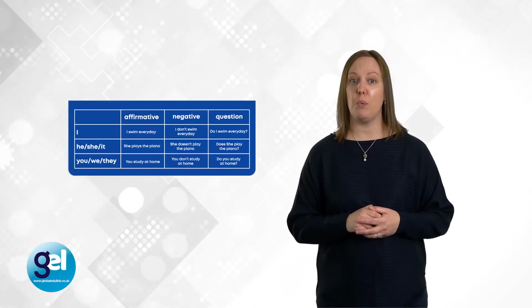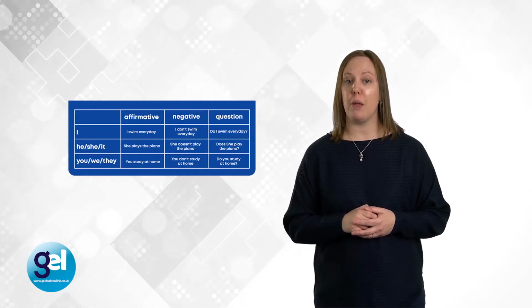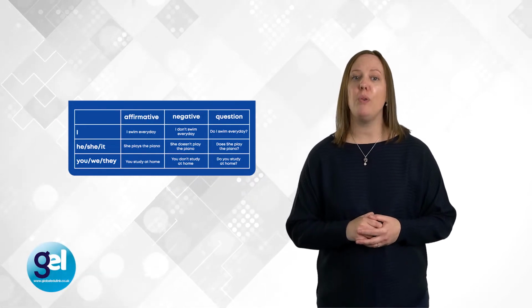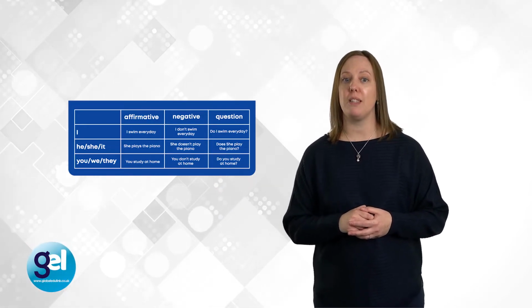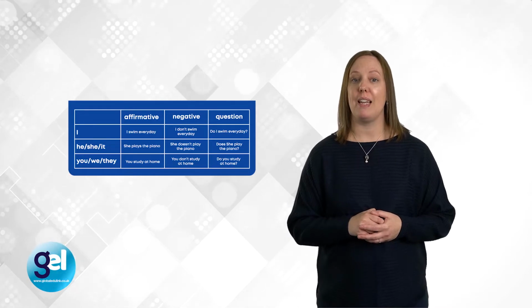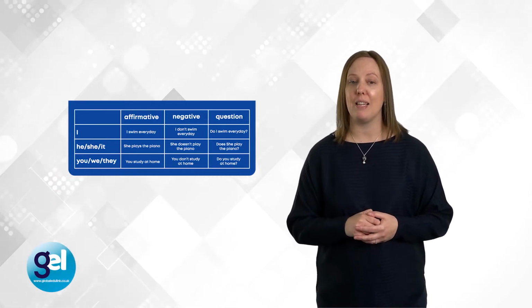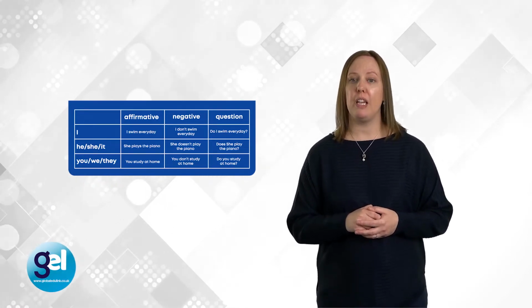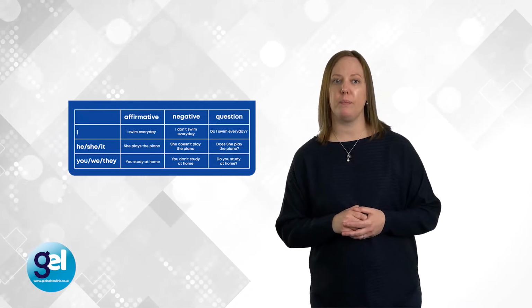So the form, how do we form the present simple tense? So we have the verb and we need to conjugate it accordingly. So for example, I work, she works, you work, they work. It only changes in the third person singular. And it's that third person singular S. I work, he, she, it works.